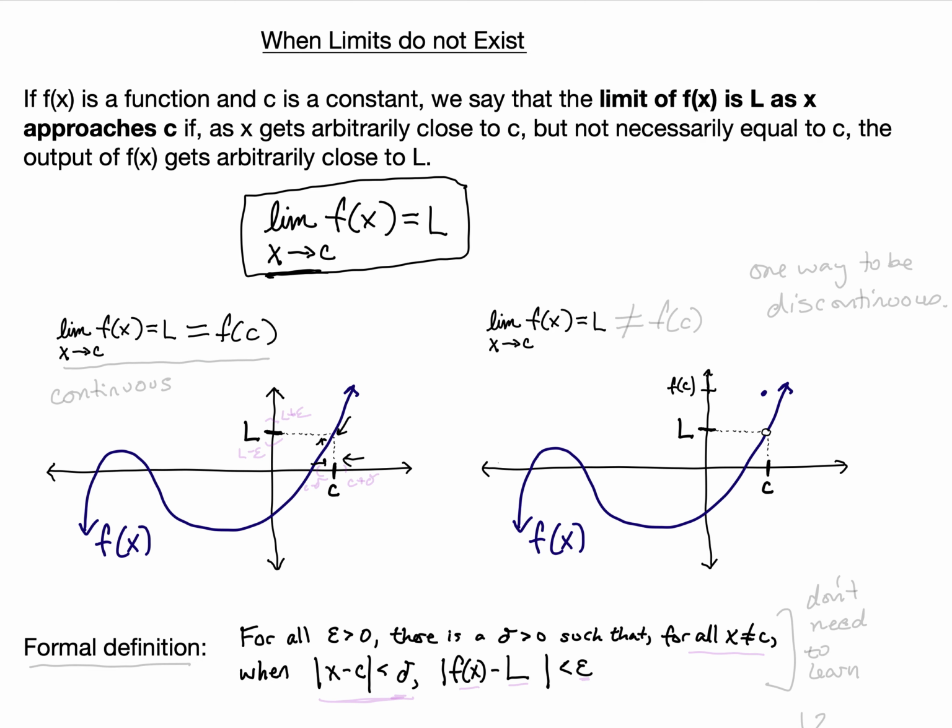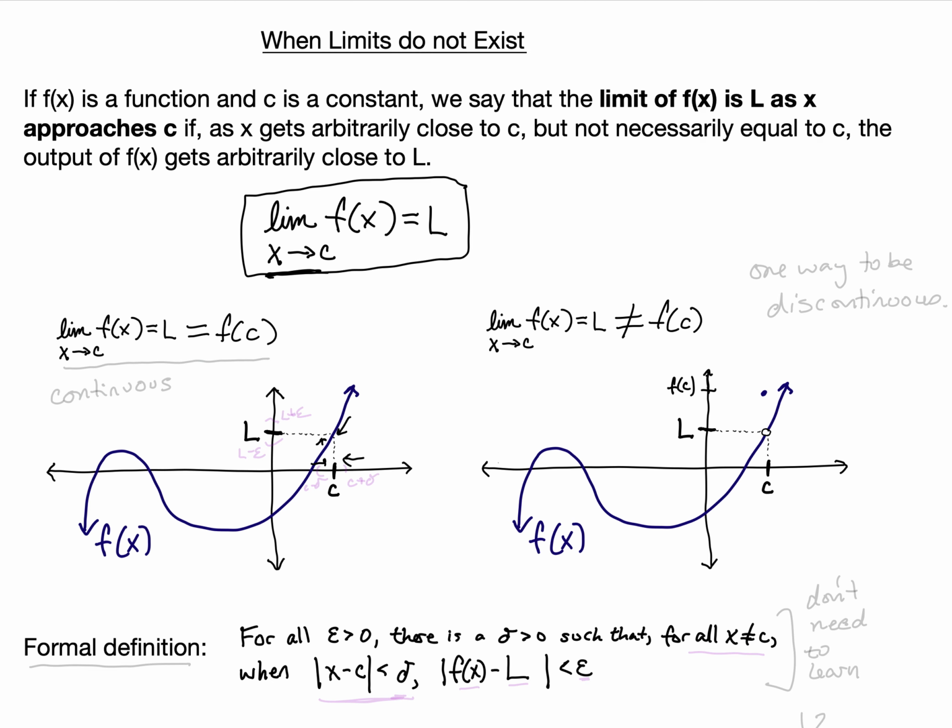Whereas for the function on the right, the limit of f of x as x approaches c is equal to L, but that happens not to be equal to f of c. And in both cases, the limit does exist. We don't care about the actual function value at c, we only care about points close to c.